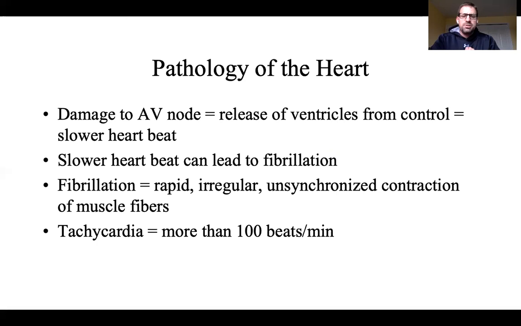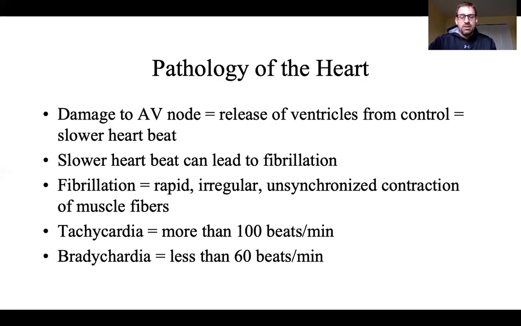Some other problems associated with the heart besides fibrillation would be tachycardia, which is a heart rate of more than 100 beats per minute. That could be because of strenuous exercise. It could also be because of stress, caused by fevers, caused by excessive alcohol use. All of those things can cause tachycardia, which can lead to tissue damage and heart attacks over time. Bradycardia is when you have a heart rate of less than 60 beats per minute, and that can often be caused by a weakening of the heart muscle due to age, due to heart attacks, and other problems.